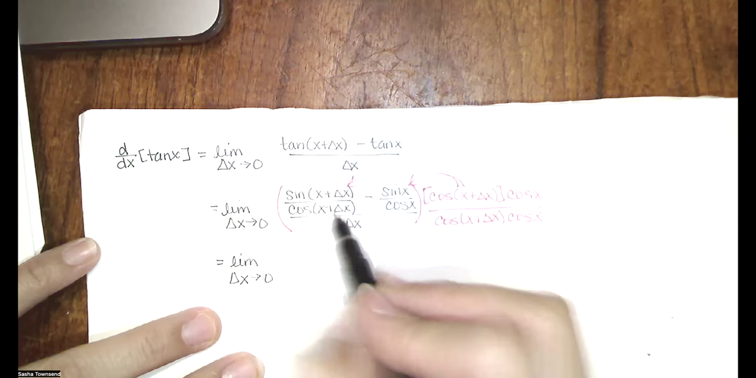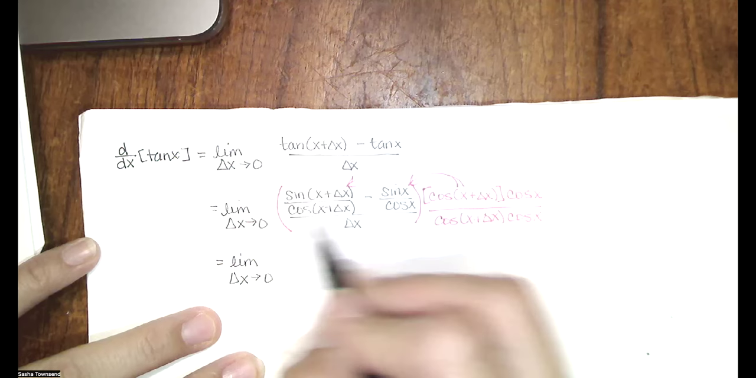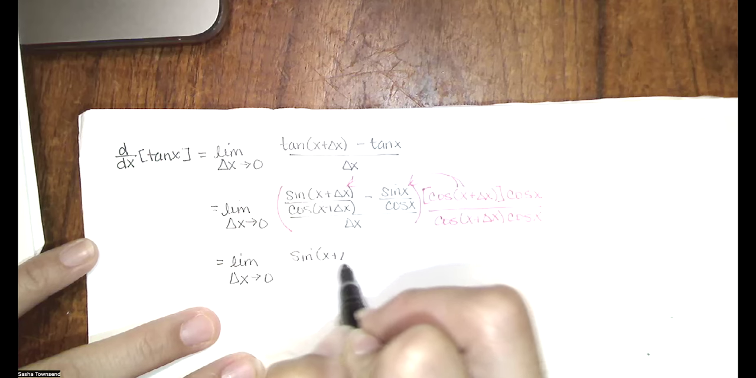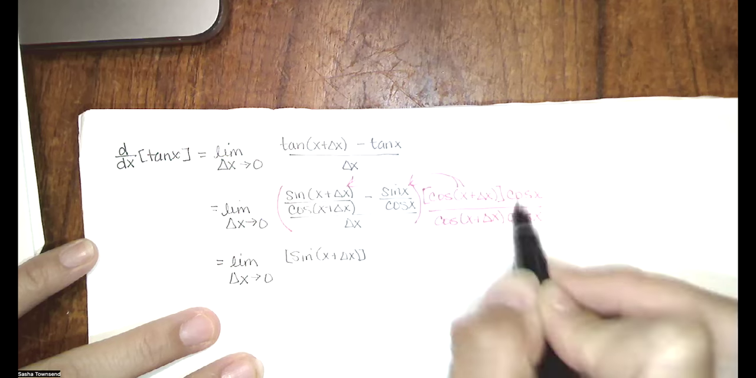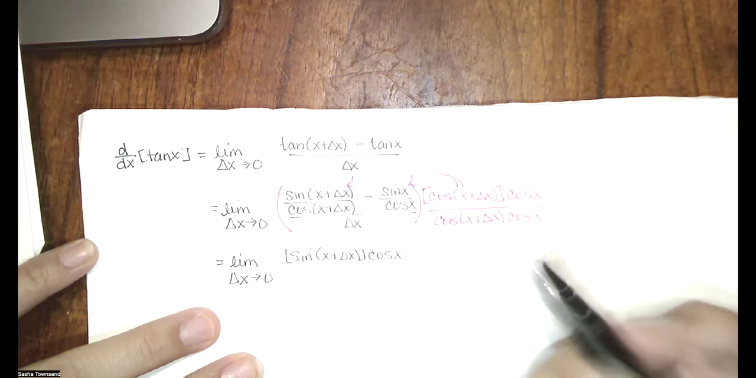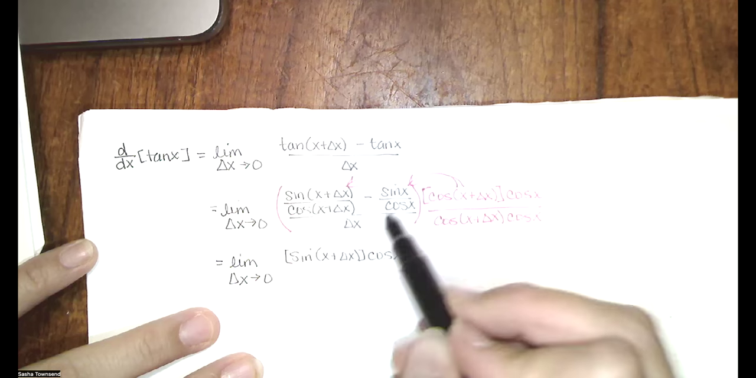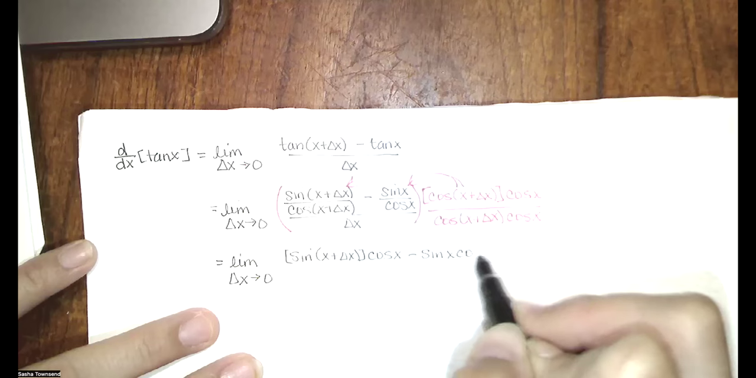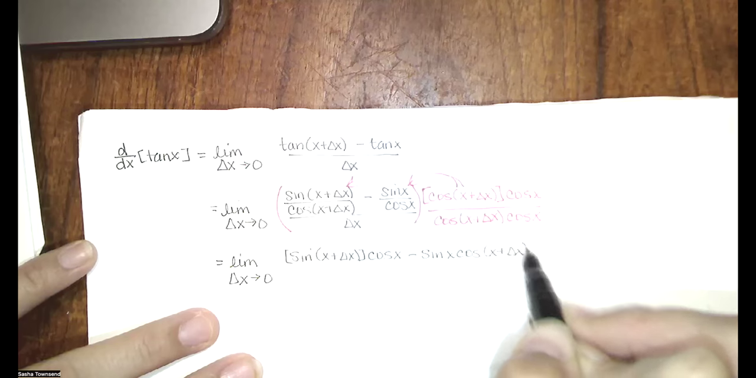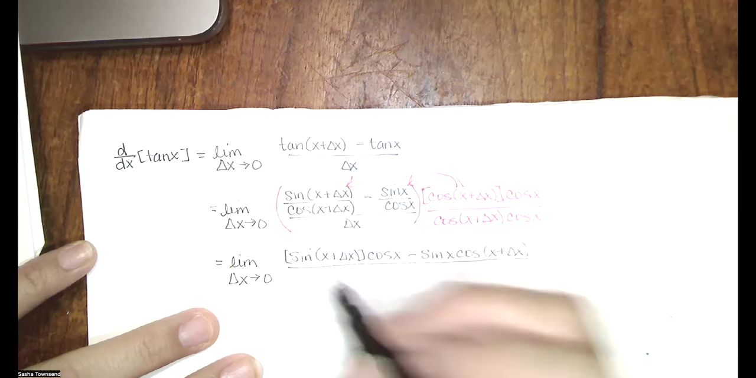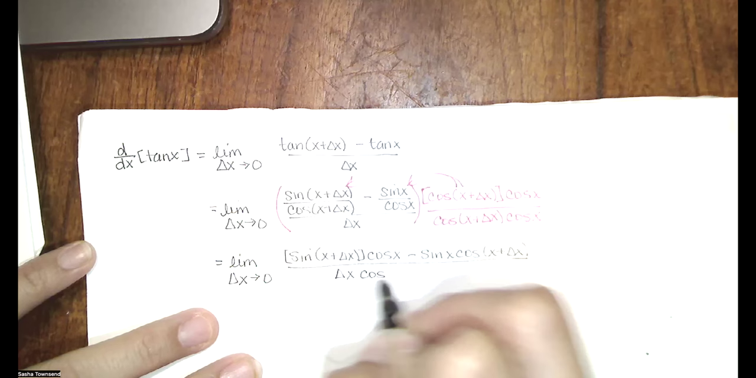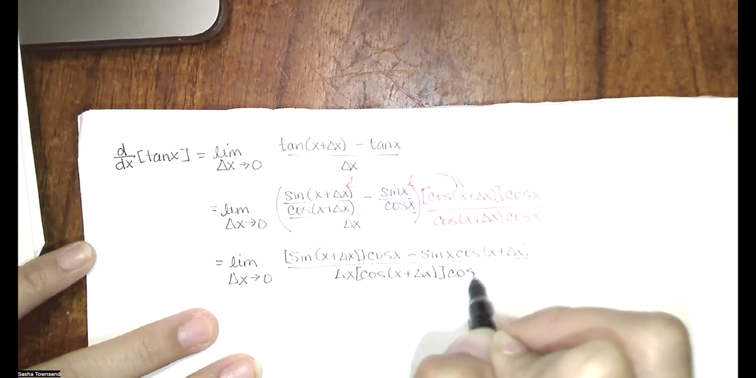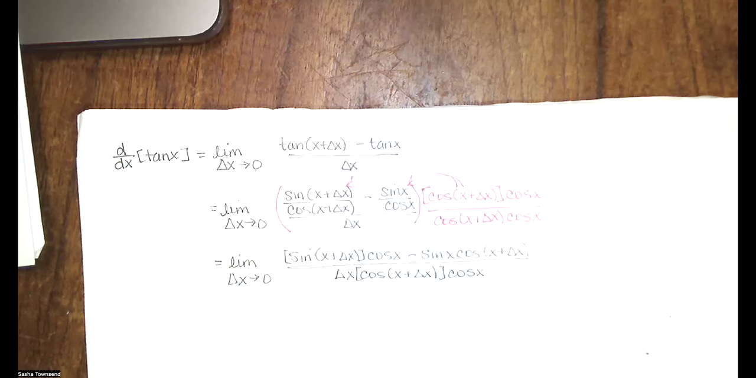Now I multiply this times this. These cosines will reduce, and I just end up with sine of x plus delta x multiplied by cosine of x. And then when I multiply this by this, the cosines will reduce, and I end up with sine of x times the cosine of x plus delta x. All right, so that's what we have.